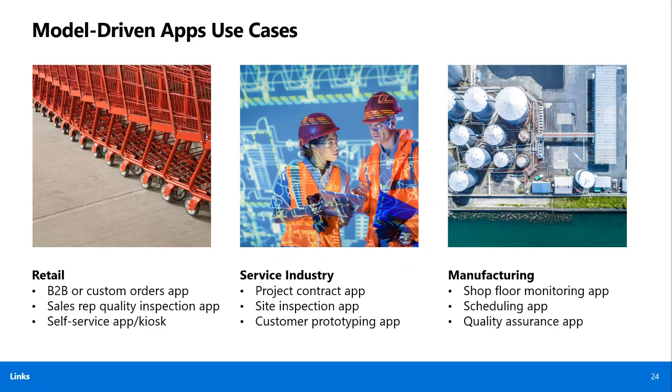And then the last industry that I focused in on and came up with a few examples was around manufacturing. So one example here is a shop floor monitoring app. You could plug in your IoT devices and keep track of what's going on your shop floor. You could use a scheduling app. There are actually quite a few examples of great scheduling functionality with both Field Service and Project Operations or the older Project Service Automation that you could use as starting points or examples of what you might be able to build. Or a quality assurance app that allows your quality team to keep track of those test results and things like that out on the shop floor.